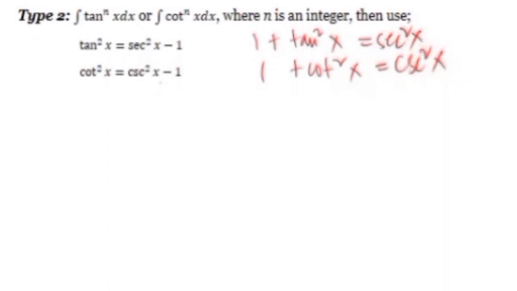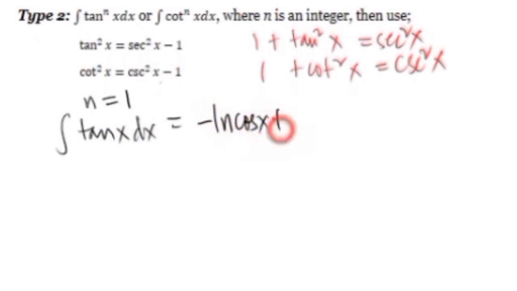Now, for the first case, under the type 2, if your n is equal to 1, so for the tangent, if that is tangent x dx, that is equal to negative ln of cosine x plus c. At ito ay na-derive na natin sa previous example natin under sa topic ng integrals leading to logarithm. And of course, this is also equal to ln of secant x plus c.